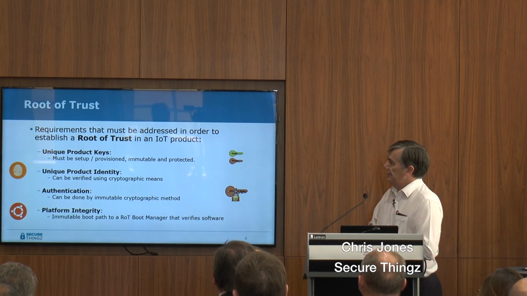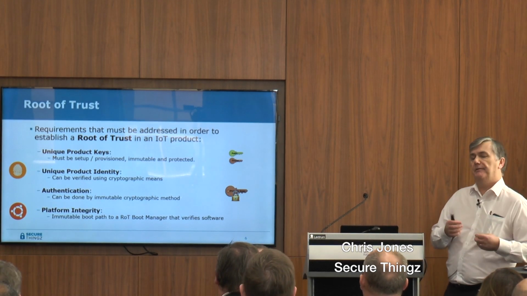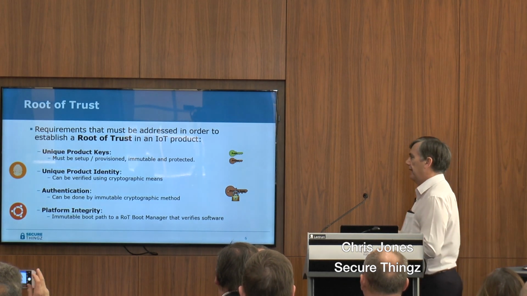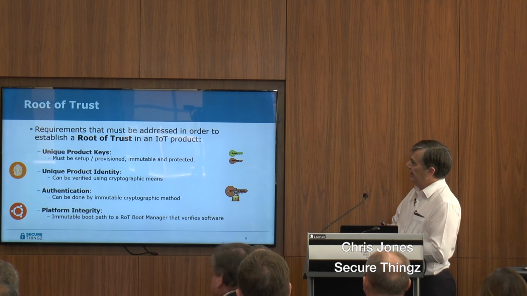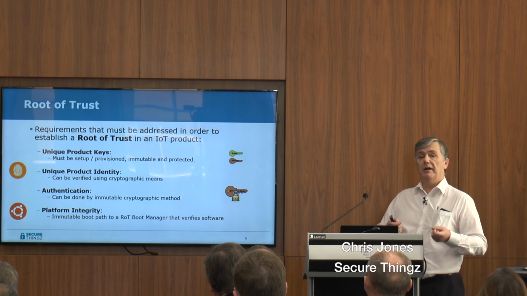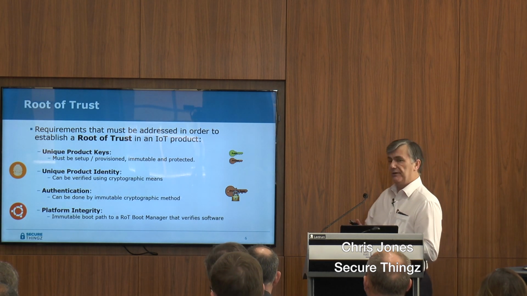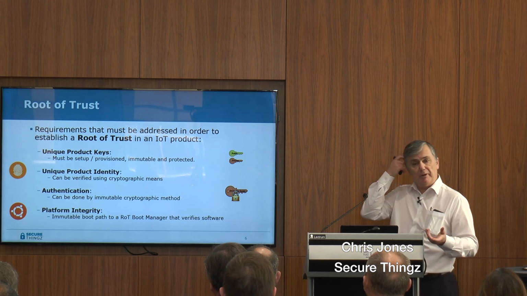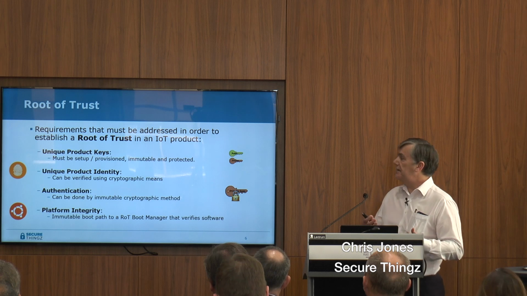So, requirements that must be addressed in order to establish the root of trust. So, we're going to go on about root of trust a lot. They're very important. We must make sure that they are robust, and these are the things that you must ensure. So, unique product keys. Ideally, you want a unique pair of keys to be associated with this root of trust. Unique product identity. Most of you are familiar with microcontrollers. They all have some sort of silicon ID. Ideally, you want to associate that with your keys.